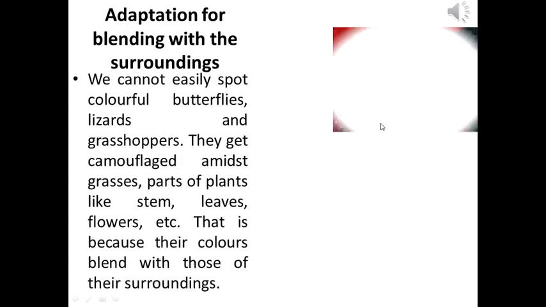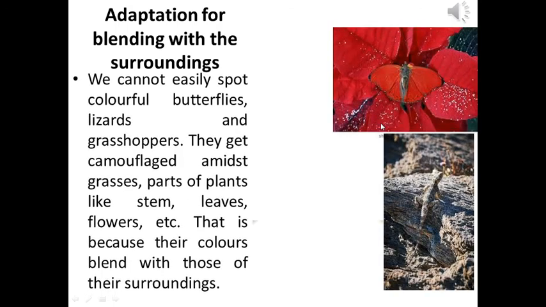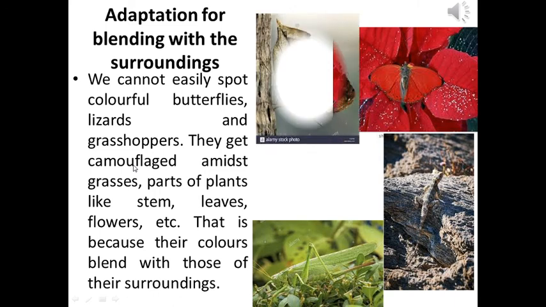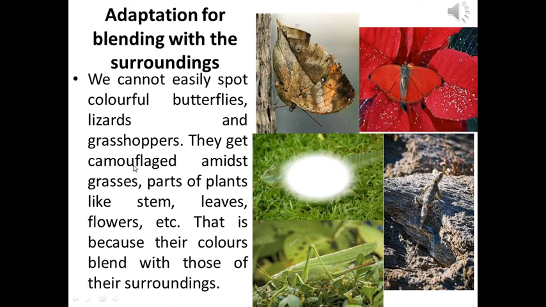Now let's discuss an important adaptation in animals for blending with the surroundings. We cannot easily spot colorful butterflies, lizards, and grasshoppers. They get camouflaged amidst grasses and parts of plants like stem, leaves, flowers, etc. This is called camouflage. The ability of the animals to adjust according to the change in color in their surroundings is called camouflage. That is because their colors blend with those of their surroundings.